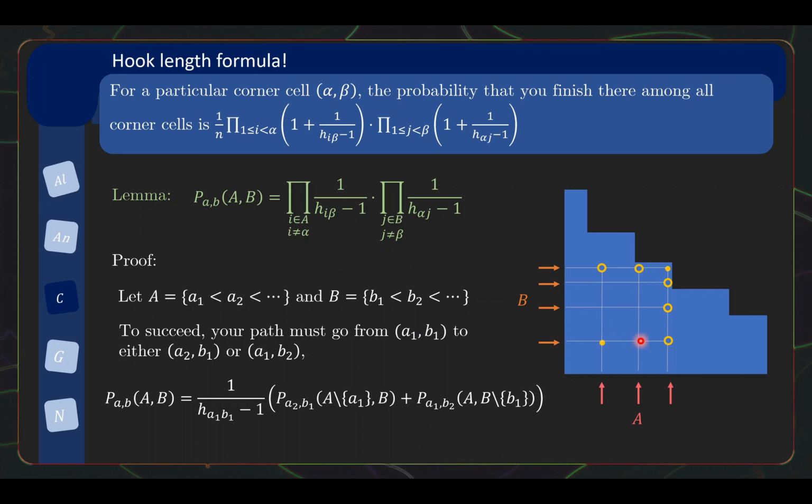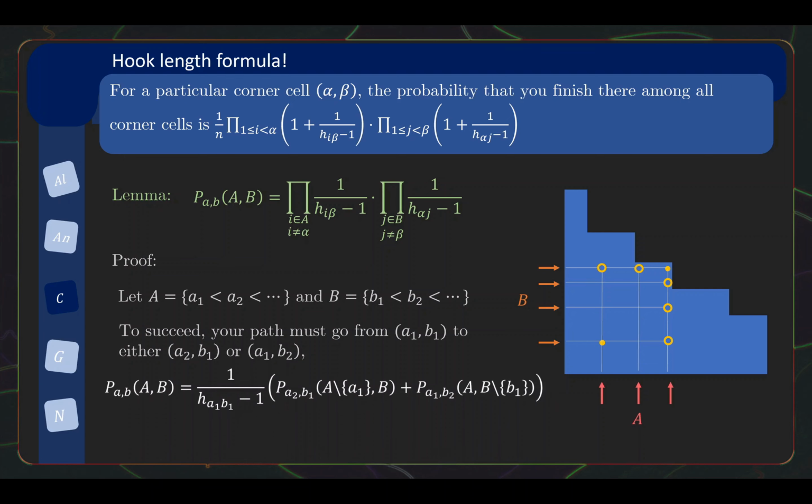So the probability of going to the correct A2, B1 and succeeding, firstly, is you choose A2, B1, which is 1 over the number of options in the hook, times the probability of being at A2, B1 and succeeding, which means that your projection set is A take away A1 and B. So same thing, the probability of going up to A1, B2 and succeeding is the probability of choosing the cell out of the hook options times the probability of being at A1, B2 and having projection sets A and B take away B1.